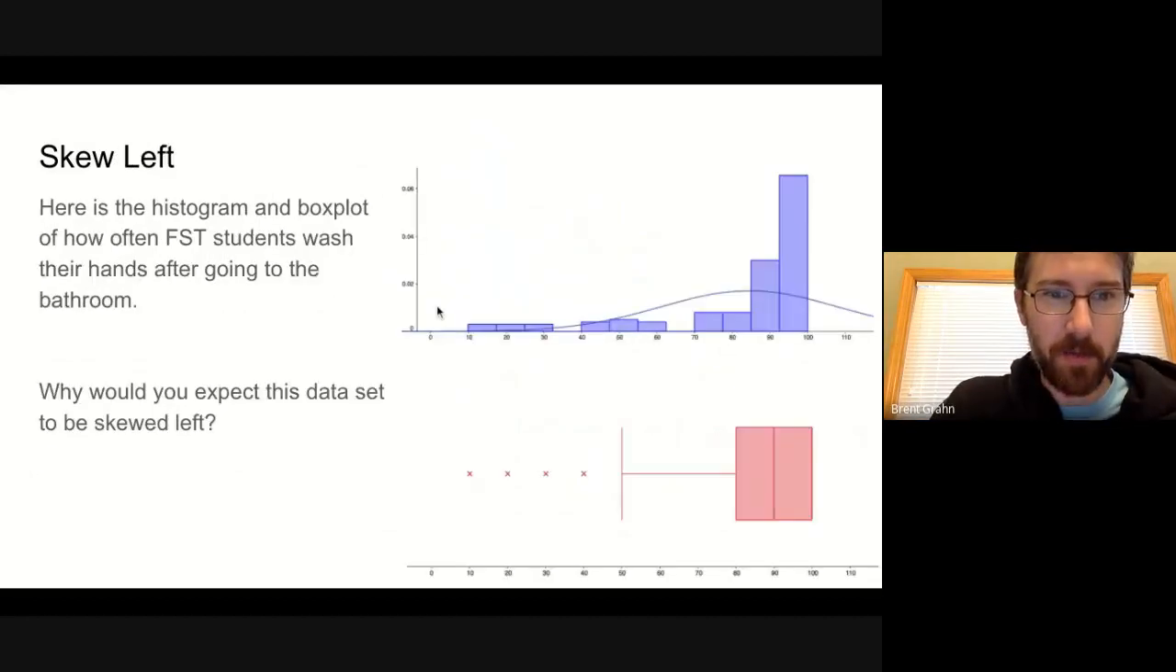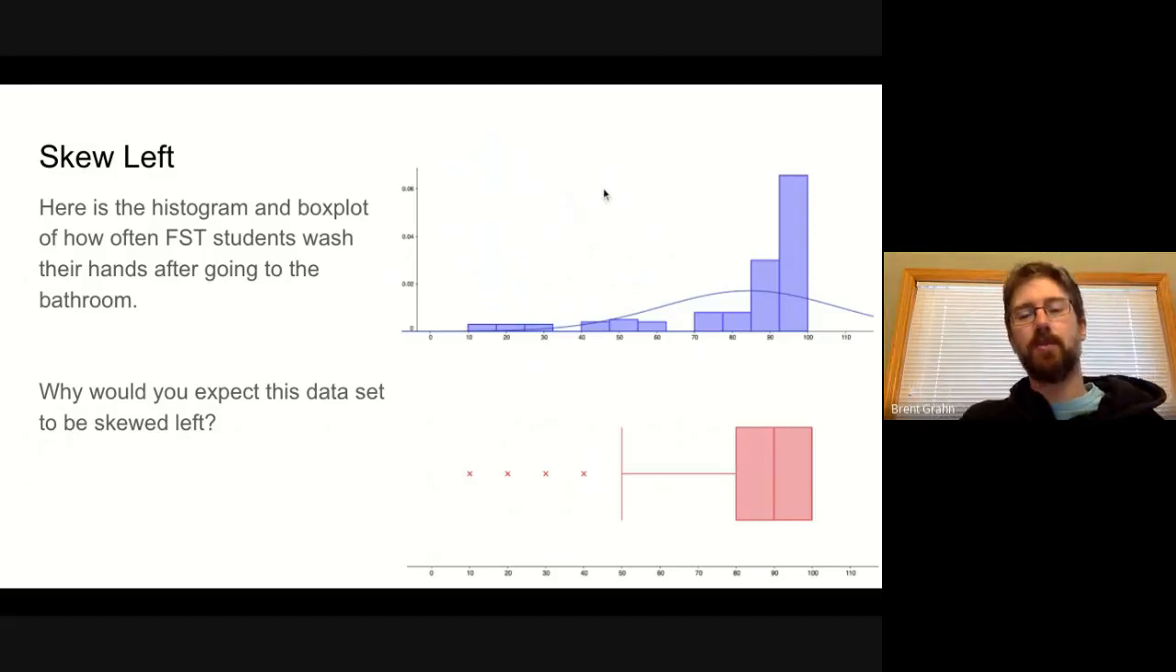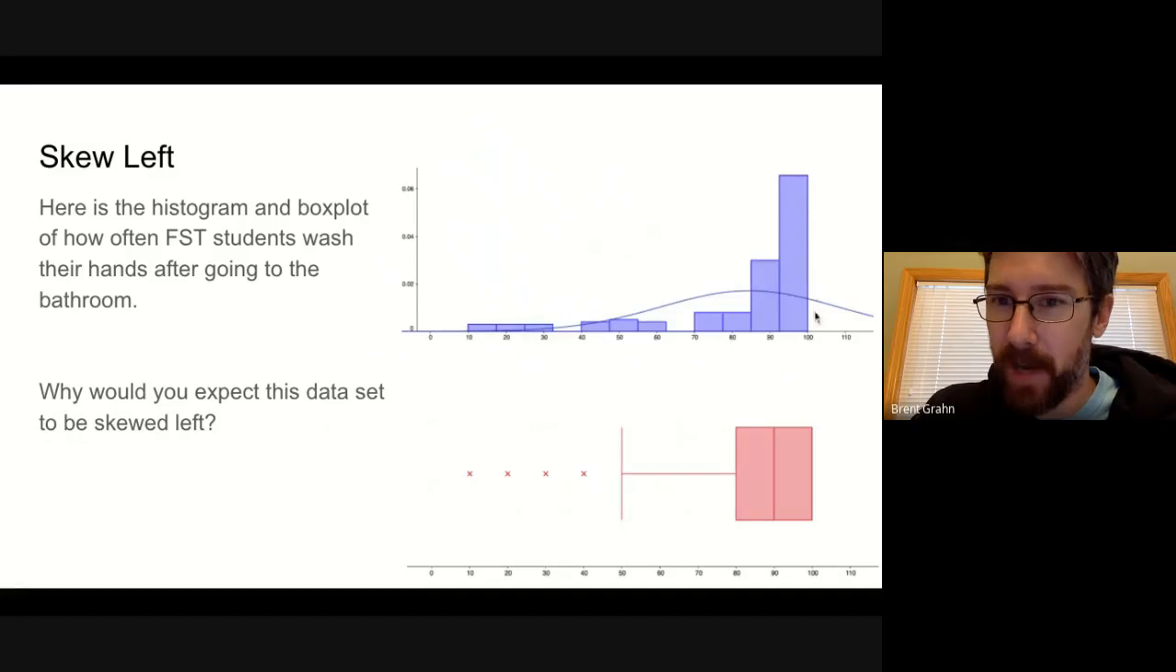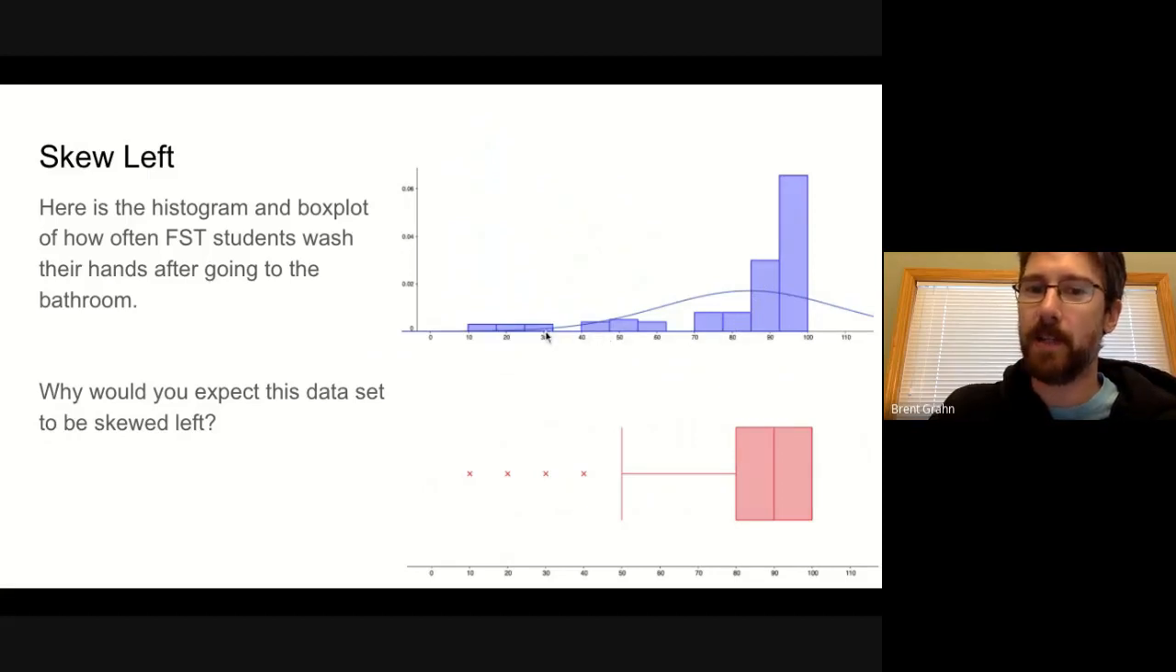Okay, so that's skewed right data. How about skewed left data? This is the histogram of how often students wash their hands after going to the bathroom, and it's sort of the opposite now. Now our limiting factor is 100. You can't wash your hands more than 100% of the time, and so you have a bunch of kids that wash 100% to 90%. And then a few kids that are answering that they wash less than like 80% of the time.